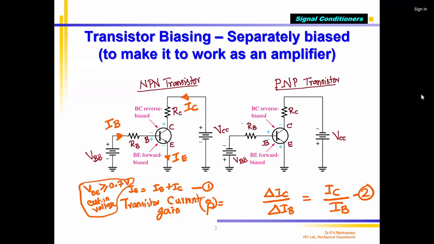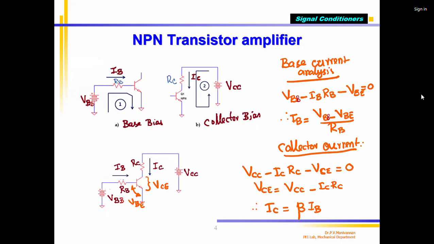Okay. So this is one. Then what about IC? The collector current, IC equals VCC minus IC into RC minus VCE, divided by... Okay. Let us start. I think the formulas are on the next page. Yeah, the formulas are here.